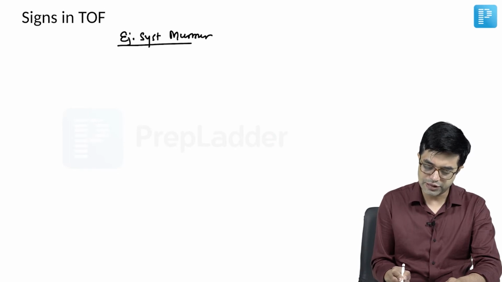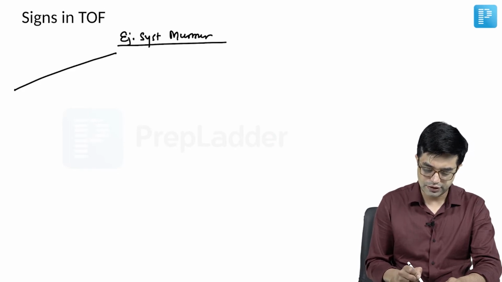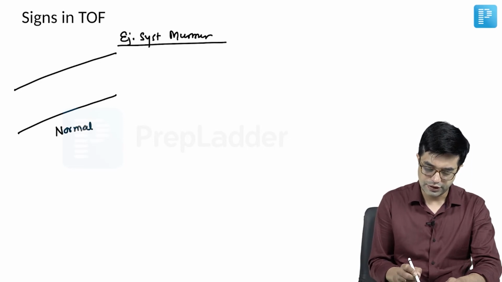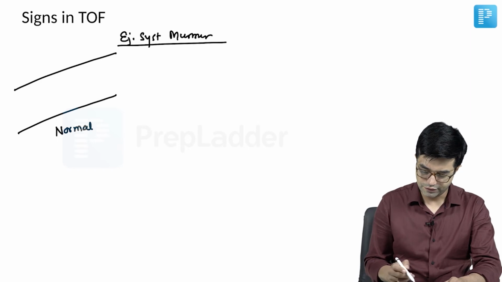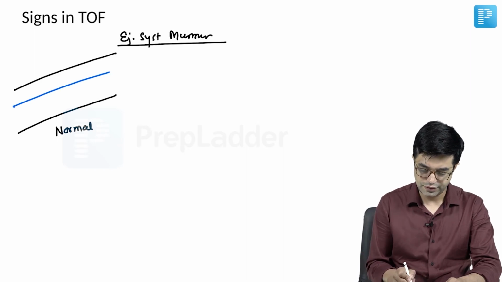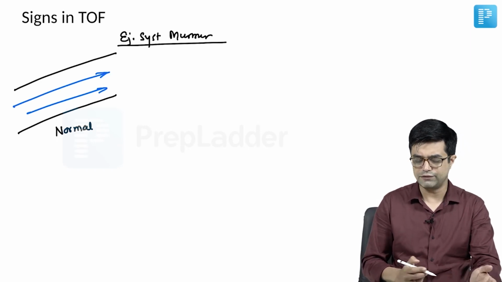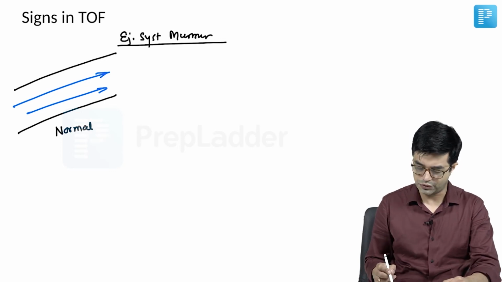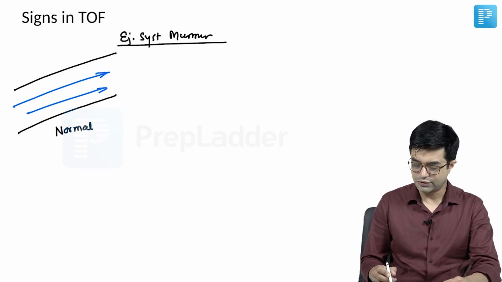The ejection systolic murmur: if you try to see, this is the normal person. So, blood is moving freely across the pulmonary artery, across the valve, so there is no murmur getting produced. Let us think of tetralogy of Fallot.